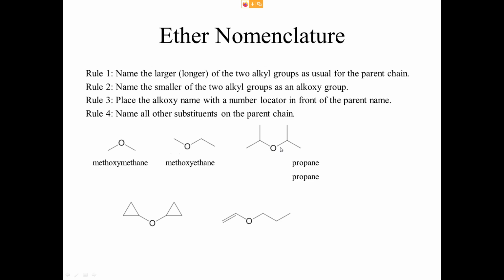Methoxy. It's not a methoxy. This is much bigger than 1 carbon. Right? If it's only 1 carbon, it's a methoxy. This is all of this. Oxy. It's oxy. Propoxy. Propoxy looks like this. It's 1, 2, 3 carbons in a row.